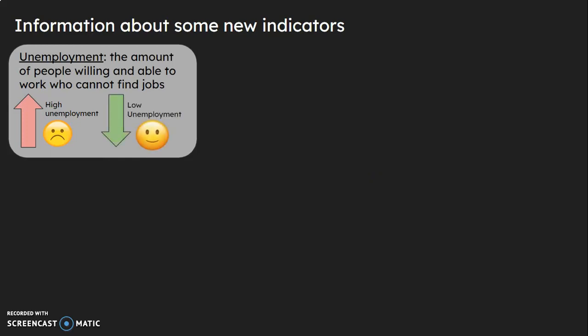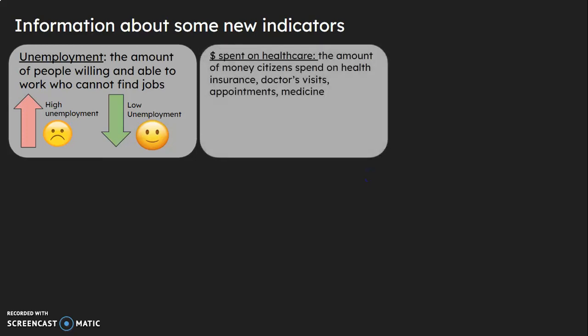The low unemployment is much better. We can also look at the amount of money spent on healthcare. In other words, how much money do people spend on health insurance, doctor's visits, appointments, and medicine? Usually, if they spend a lot of money, that is not such a good thing. And if they spend less money, this is usually considered to be a better indicator of quality of life.